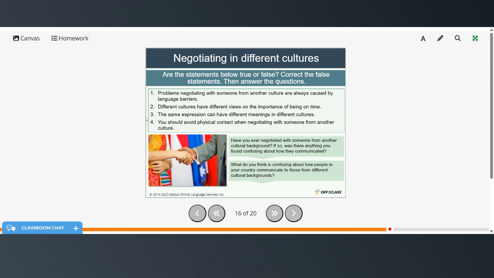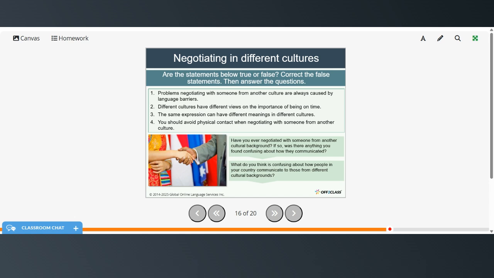Different cultures have different views on the importance of being on time. That's true. The same expression can have different meanings in different cultures. That's true. And you should avoid physical contact when negotiating with someone from another culture. That's false because it depends on the culture. In some cultures it would be true, but in others it would be false. So you need to be aware of what the norms are in that particular culture that you're negotiating with.